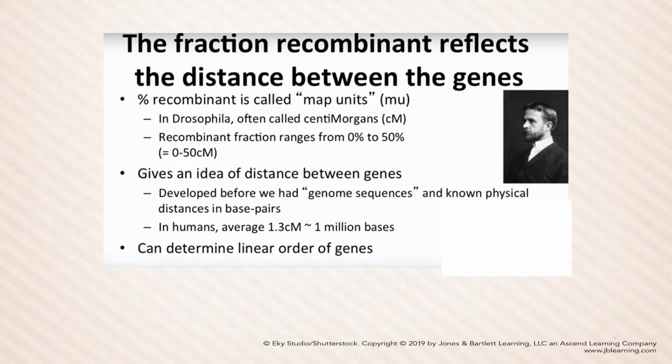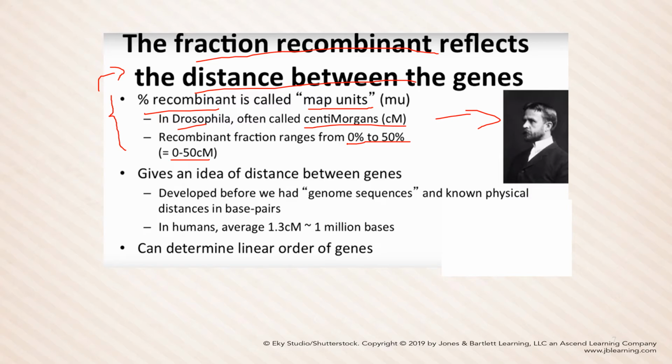So now, to talk about mapping, we also need to talk about the different units that are used. I just remind you that in the past we used this fraction of recombinants, and they found that this fraction of recombinants reflects the distance between genes. And so in the past we had multiple units that were mainly based on this percentage of recombinants. One of these was called map units, and in Drosophila they are often called centimorgans, due to Morgan, and they go, as I said before, from 0 to 50 centimorgans.